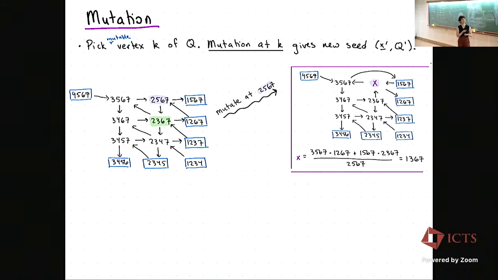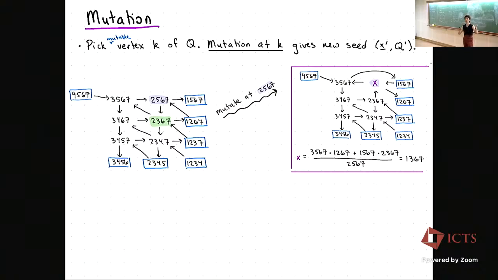Okay, so that's our new cluster variable. And then you can use a Plücker relation to show that this is actually just another Plücker coordinate, 1, 3, 6, 7. So in this situation, I started with this seed, a quiver decorated with variables. I mutated, I got a new cluster variable and a new quiver, and it turned out my cluster variable was another Plücker coordinate.